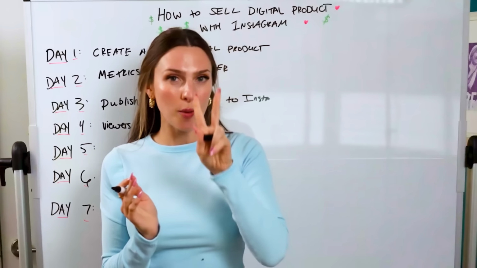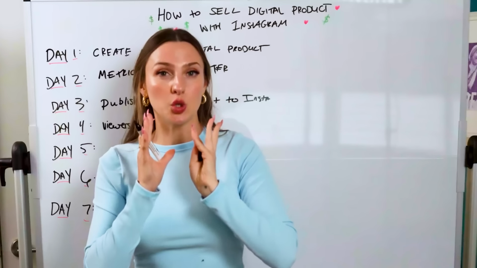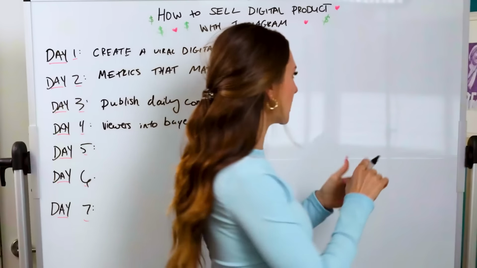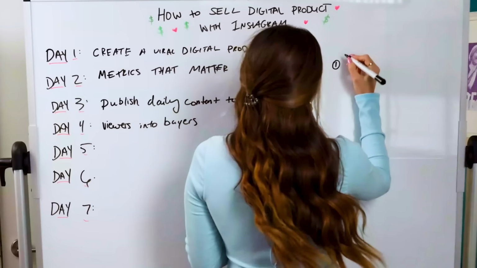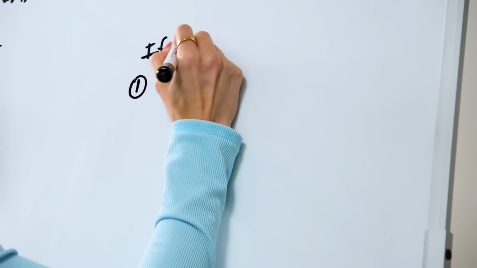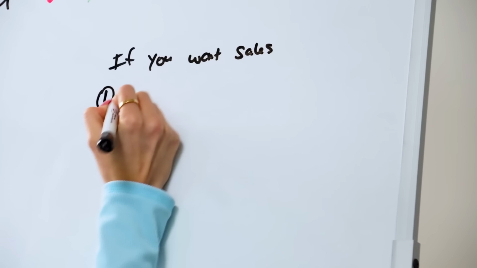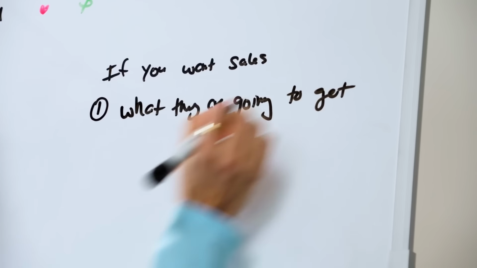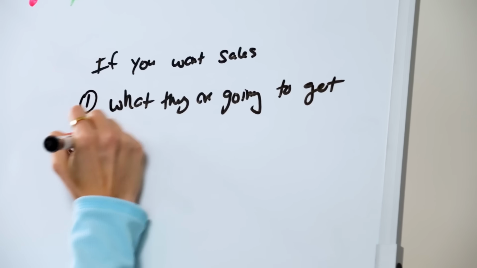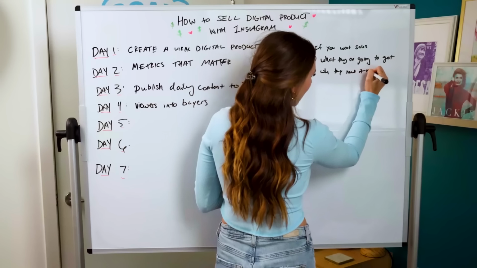Now I'll give you 2 pro tips. If you want to get more people to buy, come to your checkout page. Here are 2 pro tips. 1, you've got to make 2 things very, very clear. If you want sales, make it very, very clear what they are going to get, and 2, why they need it now.